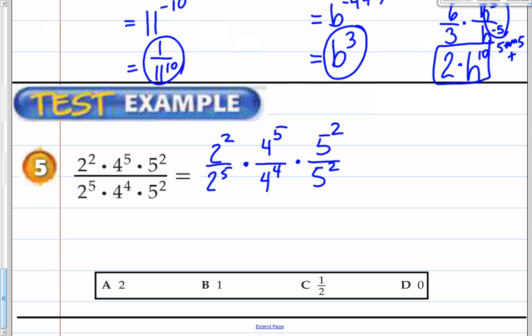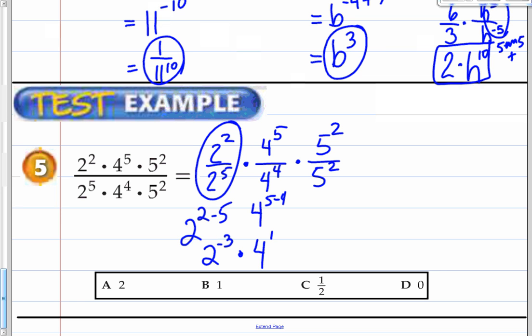Well, let's start with this first part here. 2 to the 2nd power over 2 to the 5th power. I've been told to take the top minus the bottom, so that's going to be 2 to the 2 minus 5 power, which is 2 to the negative 3rd power. Also, next will be 4 to the 5th all over 4 to the 4th. Well, that's going to be 4 to the 5 minus 4, which is 4 to the 1st power.